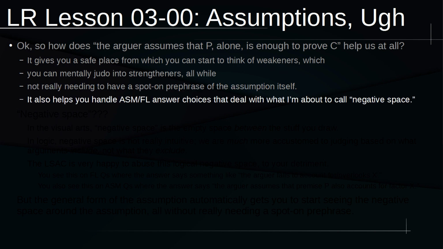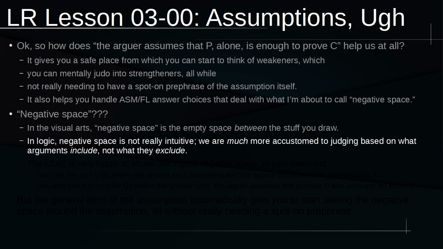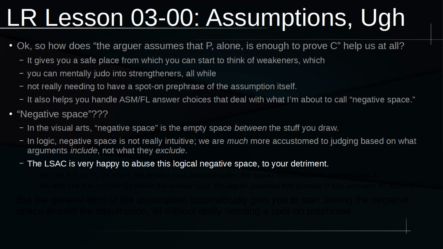The general form of the assumption also helps you handle assumption and flaw answer choices that deal with what I'm about to call negative space. So what exactly is negative space? In the visual arts, negative space is the empty space between the stuff that you actually draw. In logic, I'm going to use negative space, and it's not really that intuitive, the space itself. We are much more accustomed to drawing based on what arguments include, what they say, not what they exclude or do not say. And of course, they are very happy, the test writers, to abuse this logical negative space, much to your detriment.